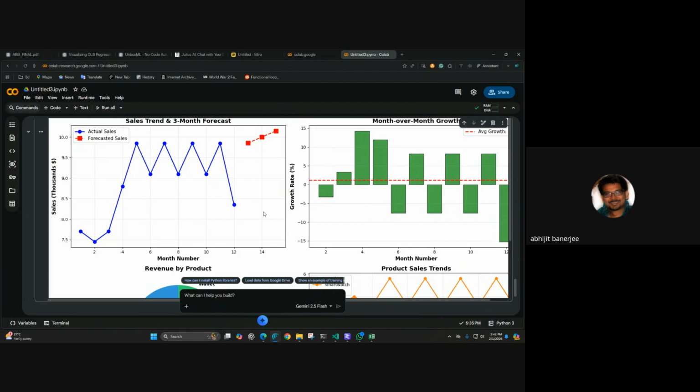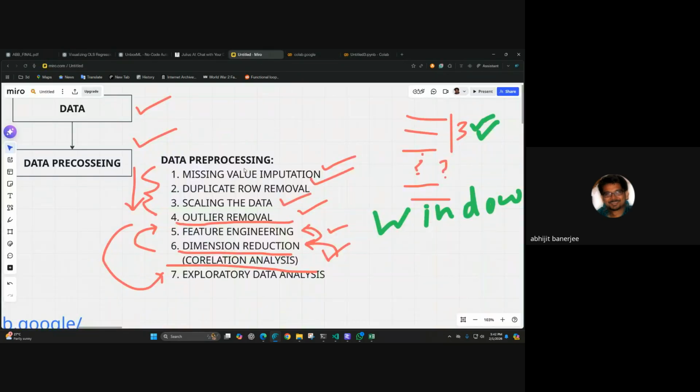Number one, read your data as a human being. Do not directly feed it to an AI. There are linguistic problems, solve it. Go through all these data pre-processing steps. Do not miss any single one of them. Every one of them is important.